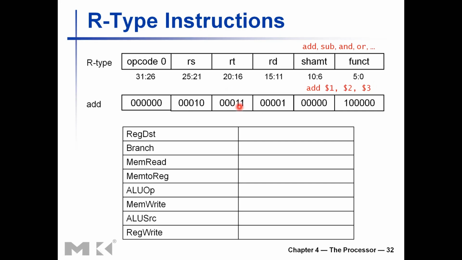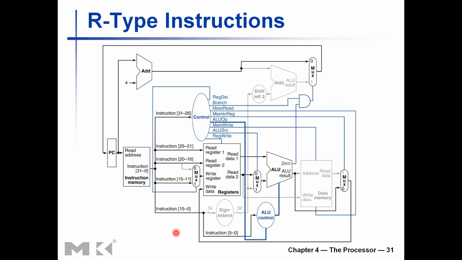So now I want you all to do a little exercise with me. Let's try and fill this table. We have register destination, branch, memory. So what we have here are the control signals generated by the control unit using the opcode. And then, looking at our data path here for the R-type instructions, let's try and figure out the values for these control signals.